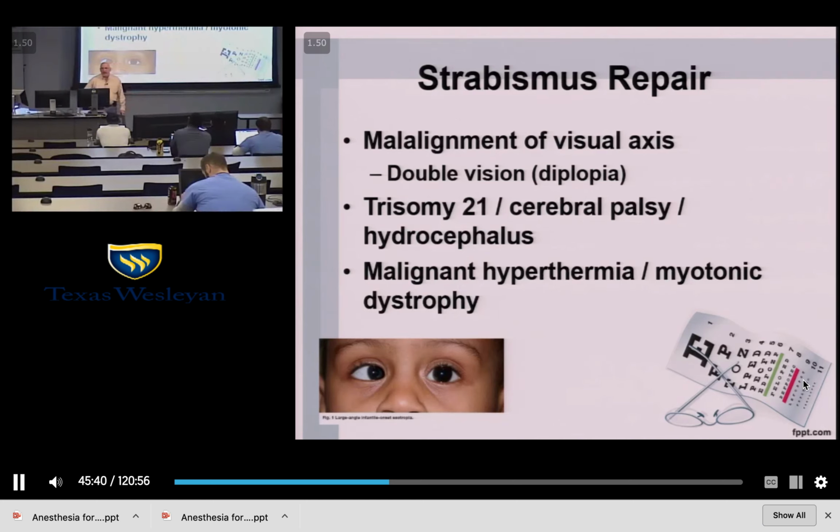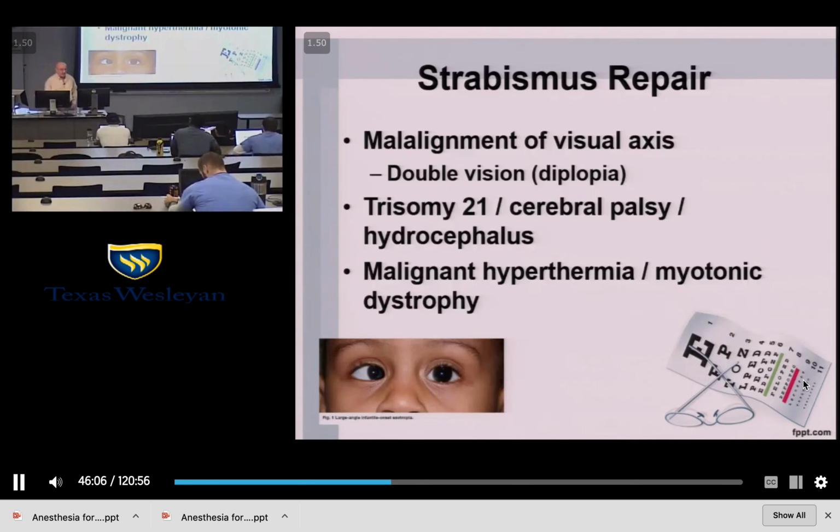What it is, is malalignment of the visual axis, and the patient has double vision. These kids commonly are trisomy 21 kids. They may have cerebral palsy. They may have hydrocephalus as well. Then again, they may not have any of that. I've seen plenty of kids that didn't have any of that that had strabismus repair.